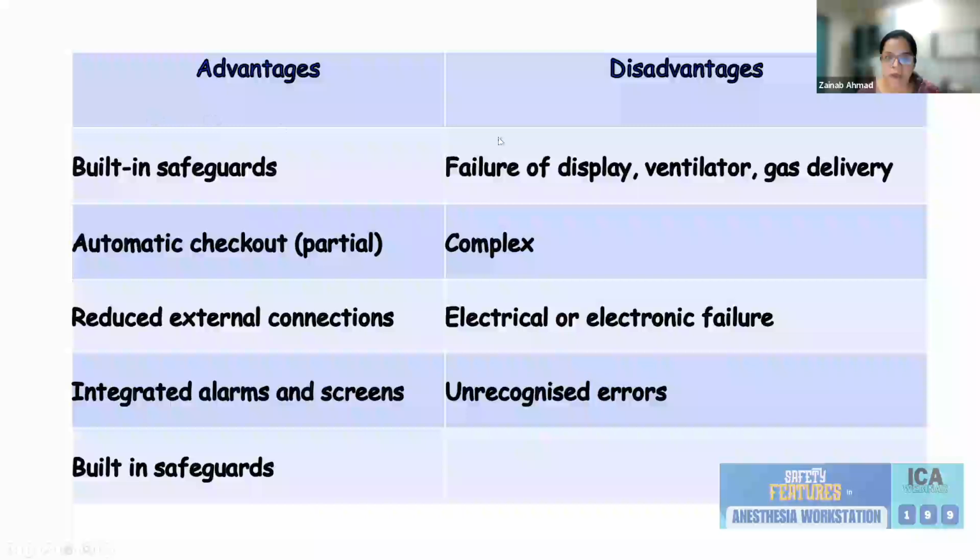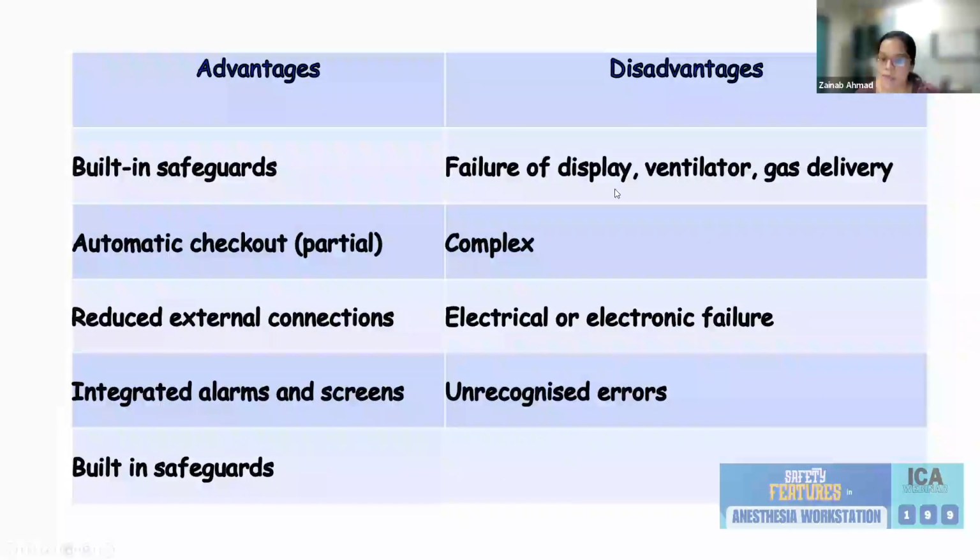So a few lines about advantages and disadvantages of the workstation. We know that there are a lot of built-in safeguards, and there is a system of automatic checkout. We have reduced external connections, so a lot of the possibility of disconnections or switching of the ventilator that was there earlier is now not there. We have integrated alarms and screens, so you have a lot of patient data which is easily accessible to you, and there are a lot of built-in safeguards.